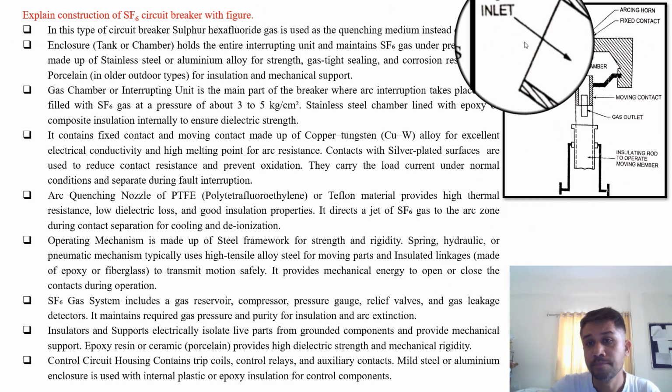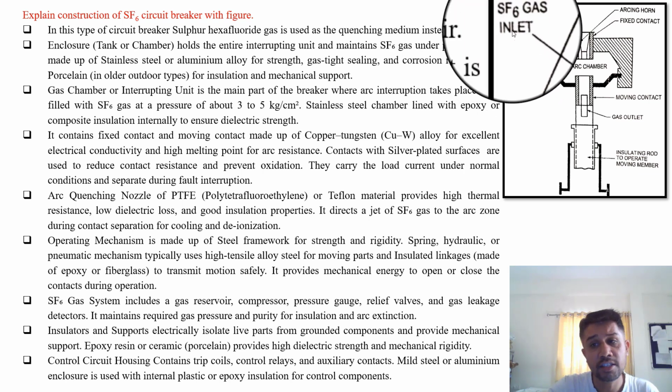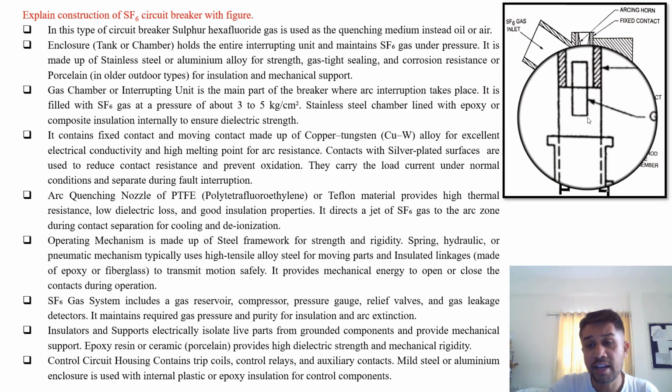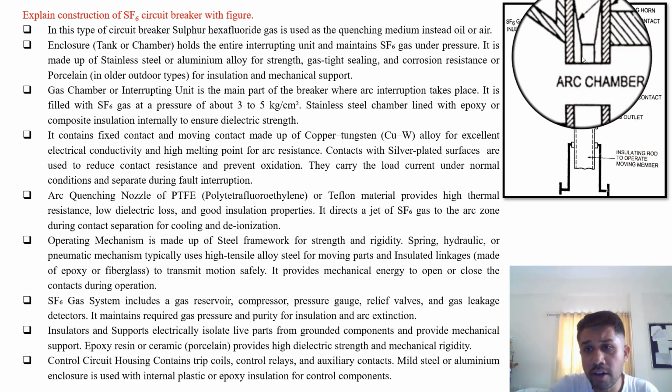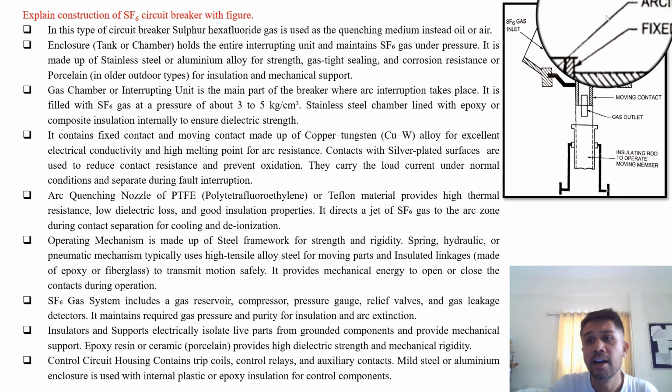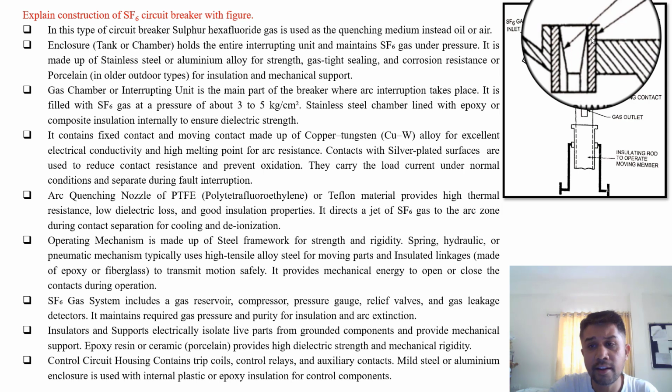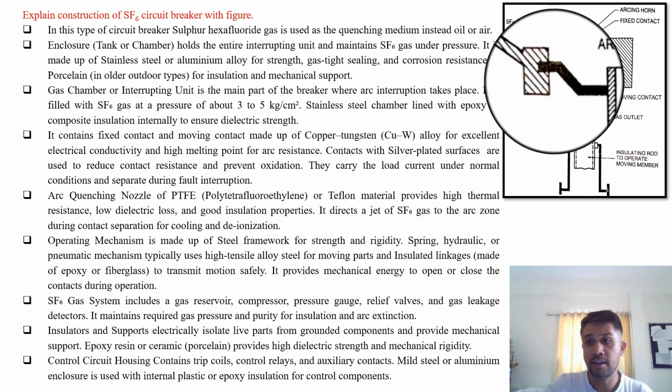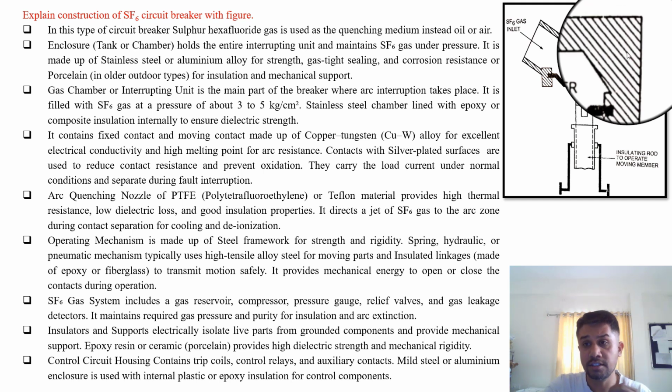You can see this. This is the inlet of SF6 gas valve. This is the gas outlet. This is the moving contact and here it is fixed contact. Arcing horns are also provided as a part of the protection purposes for the breaker. In the breaker at very high voltages it is used.